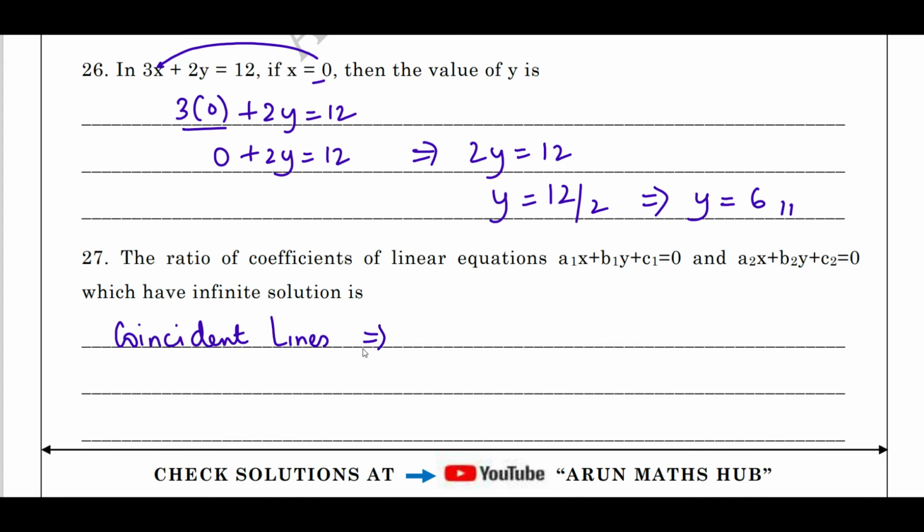Coincident line, the condition is what? a1 by a2 equals b1 by b2 equals c1 by c2. Coincident line, infinite solution, and the ratio is what? a1 by a2 equals b1 by b2 equals what? c1 by c2.